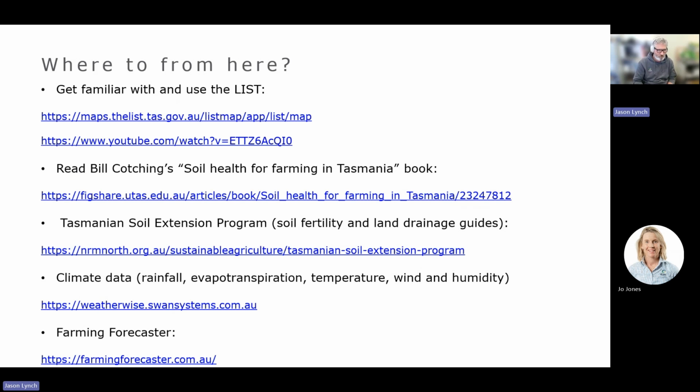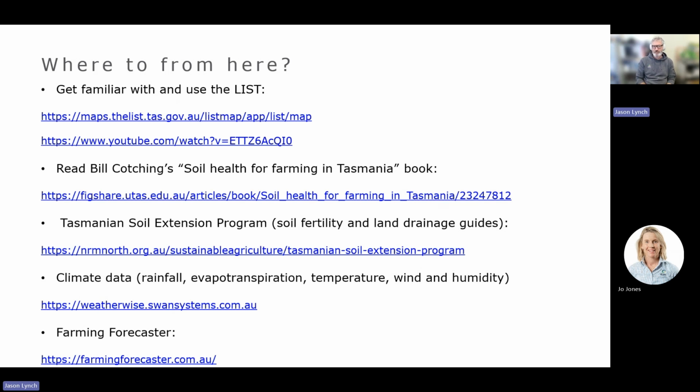There's everything on there from water licenses and dams and types of vegetation, plus all the agriculture related side of things. The great Bill Cotching's Soil Health for Farming in Tasmania: there's the electronic version of that book on there. This book's been around for a while, but it's so fundamental in terms of land management practices, drainage, cultivation, soil fertility. It's an excellent publication, and I'd urge you to access that one. Then we've got the Tasmanian Soil Extension Program, with really good information relating to soil fertility and land drainage. You can see the link on there through the NRM North portal.